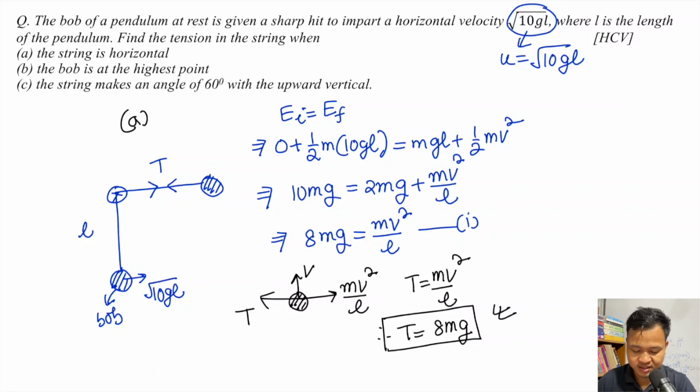At the highest point, the bob is at the highest point, so tension is there. But since the initial velocity is greater than root 5gL, at the topmost point there will be some tension here. Let's do that here at the topmost point.